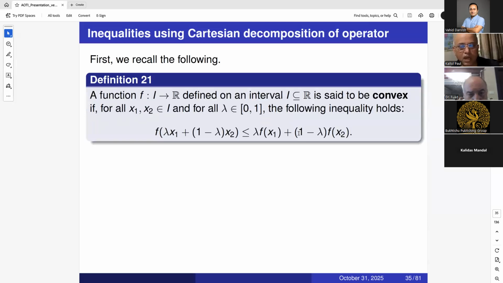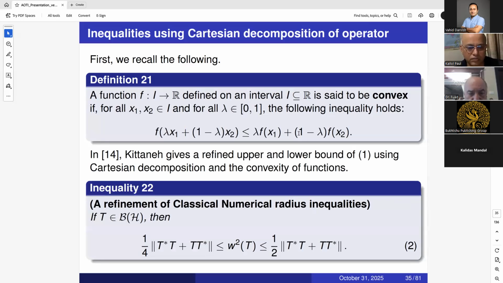Now I promise to talk of some particular inequalities that have been developed using some of these techniques. First, I focus on the Cartesian decomposition of an operator, and for that we'll use a convexity argument also. A function f on an interval is said to be convex if f of lambda x1 plus 1 minus lambda x2 is less than or equal to this. This is all standard from our usual calculus.